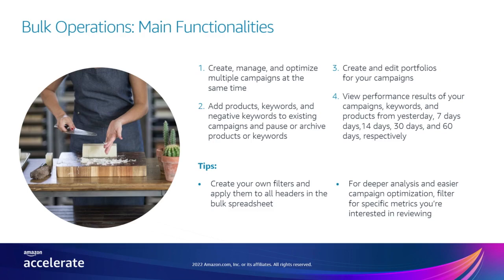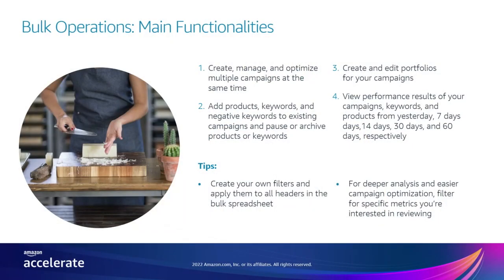You can add products, keywords, and negative keywords to existing campaigns, and pause or archive products or keywords. You can also create and edit portfolios, which, as we learned earlier, is a great way to organize your campaigns according to your business needs. And you can view performance results for your campaigns, keywords, and products from today up to 60 days respectively. With these aggregated results, you can review and optimize many campaigns at once. And this is perfect while preparing for a peak or holiday period.